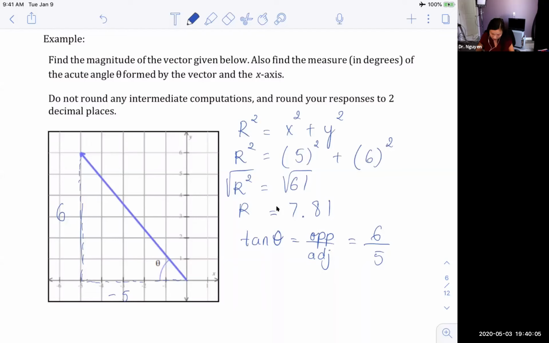So theta is going to be 50.19 degrees. Make sure you take the arctangent. By the way, I put -5 there, but we're actually just thinking about length, right? So we don't care about negative or positive. It has to be positive, it's the length. Okay, so that's how you find a magnitude given the graph.